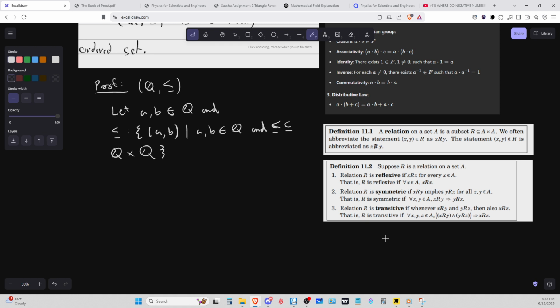Relation R is symmetric if xRy implies yRx for all x and y in A. That is, R is symmetric if for all x and all y in A, xRy implies yRx. Basically, okay, transitive.